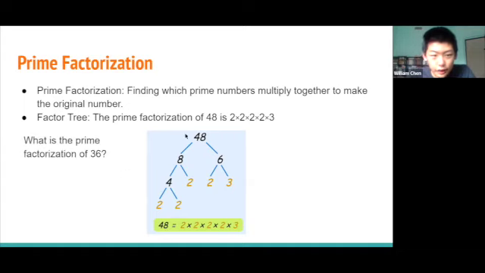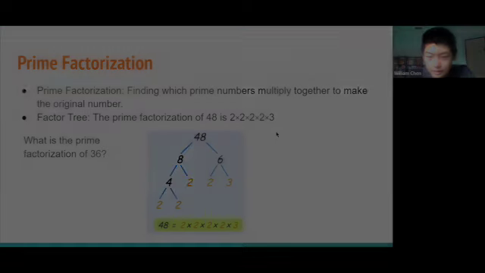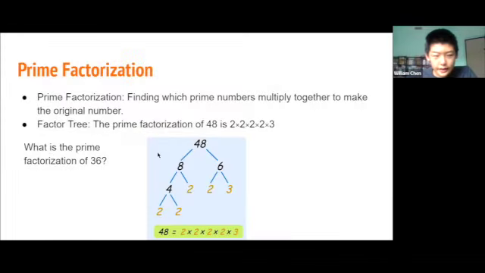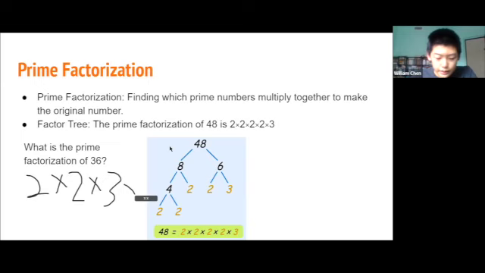Now you try. What is the prime factorization of 36? One person has gotten the right answer. The prime factorization of 36 is 2 times 2 times 3 times 3.